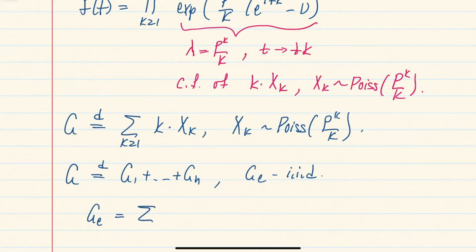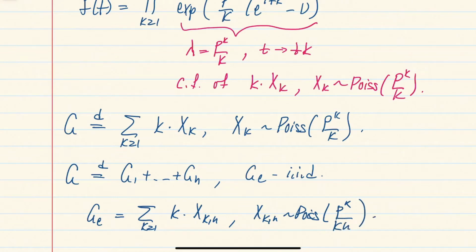So in the above sum, you want to replace Poisson xk by xk/n with the mean scaled by n, right? So the n copies of the Poisson with this mean scaled by n will recover a Poisson above. And so this shows that the geometric distribution is infinitely divisible.